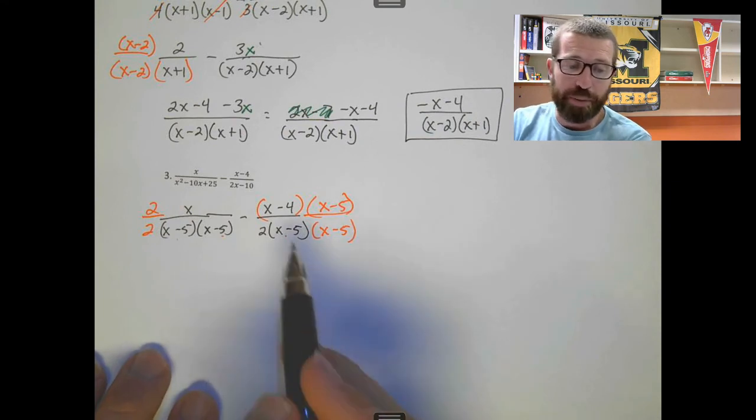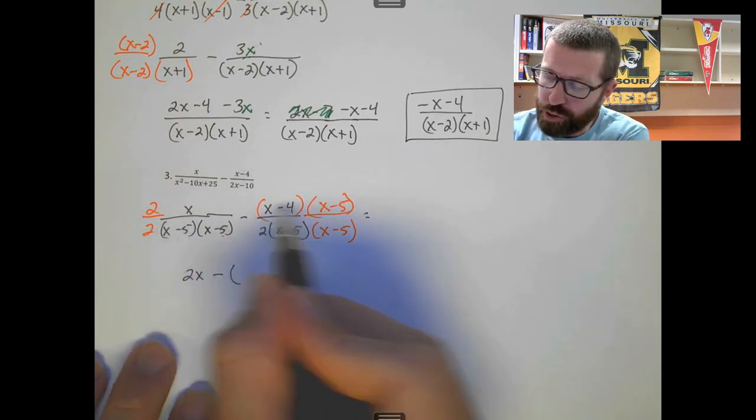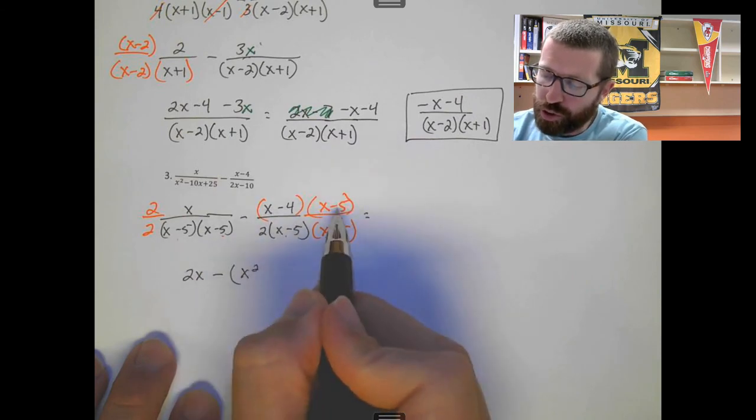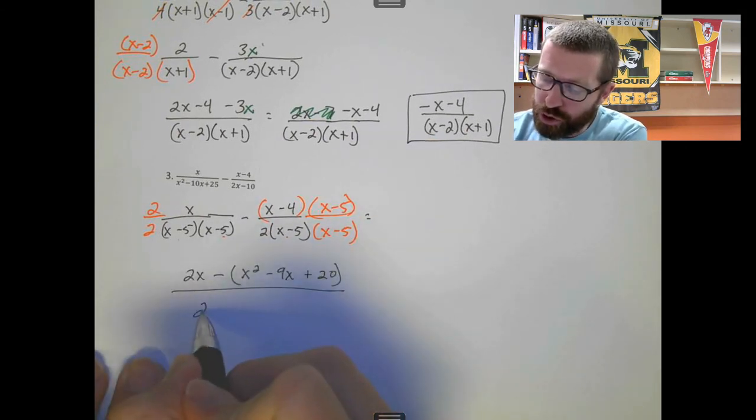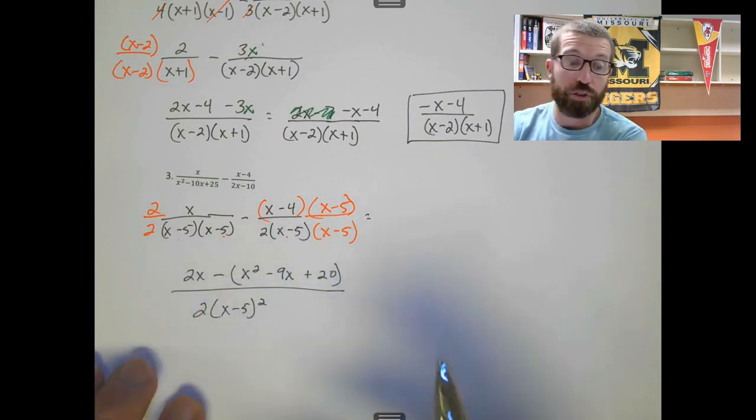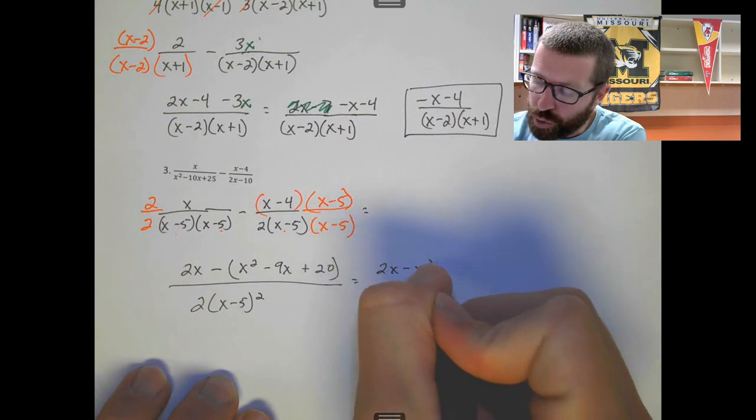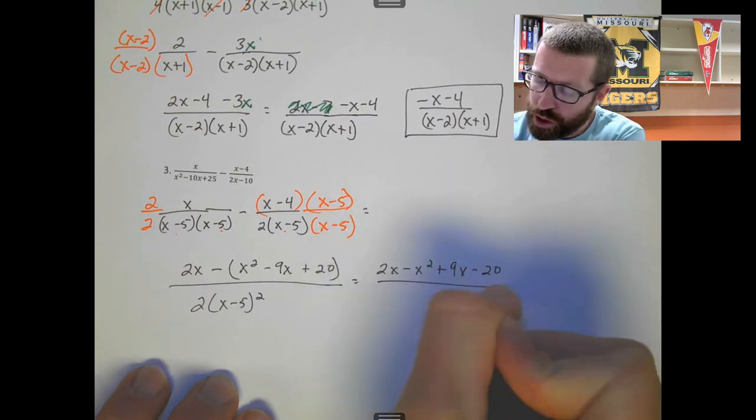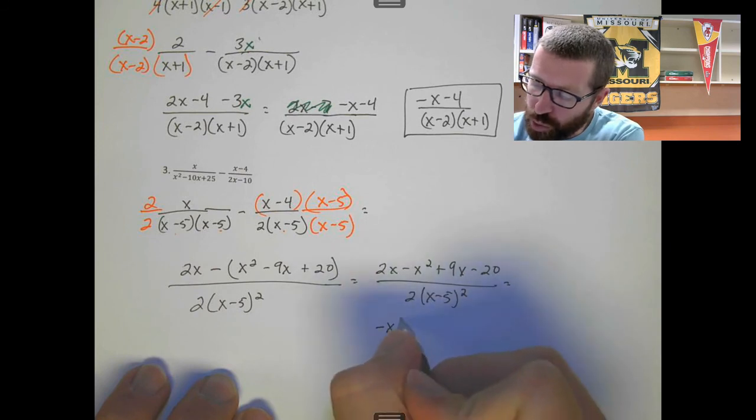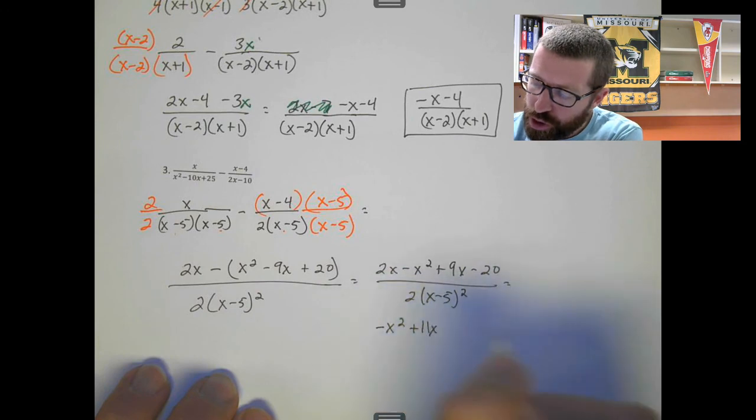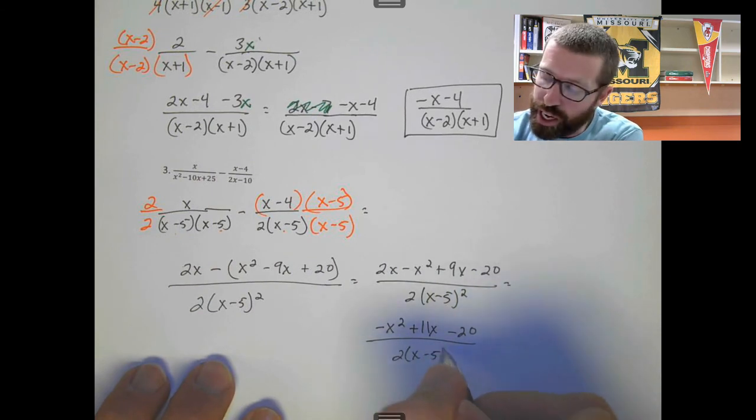And then pay close attention on top. Anytime you have a negative, that can be kind of daunting. I'm going to use a parenthesis here and then FOIL. So we have x squared, and then minus 5x minus 4x is minus 9x, and then plus 20. And then on bottom, we're just going to leave it all. I'm going to write it as x minus 5 squared since they're the same. And then distribute and combine like terms. So 2x minus x squared plus 9x minus 20 over 2 times x minus 5 squared. And then this gives us negative x squared plus 11x minus 20 all over 2 times x minus 5 squared.